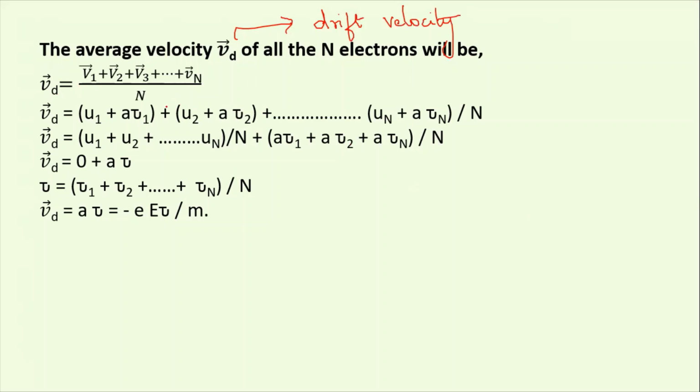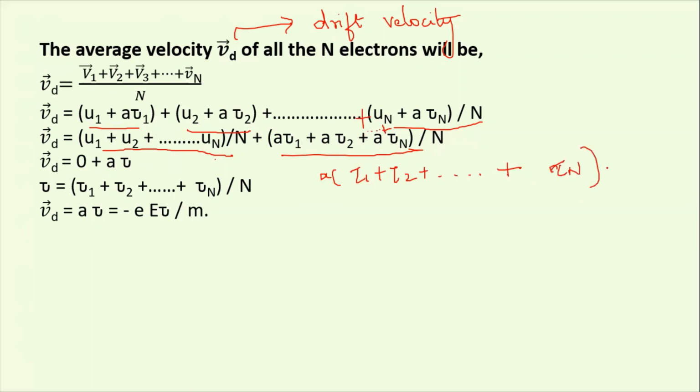எல்லாத்தையும் add பண்ணி total number of electrons வச்சு divide பண்ணணும். So அதை expand பண்ணும்போது என்ன வருது? u1 plus a tau 1, u2 plus a tau 2 இந்த மாதிரி n வரைக்கும் எழுதணும். இப்ப u parameters எல்லாம் தனியா எடுத்துக்கிட்டோம்னா, a tau தனியா எடுத்துக்கிட்டோம்னா, a வந்து எல்லாத்துக்குமே காமனா இருக்கு இல்லையா? So a வெளியே எடுத்துட்டு, this will be 0. So here a tau 1 plus tau 2 plus etc. plus tau n, the whole divided by n.